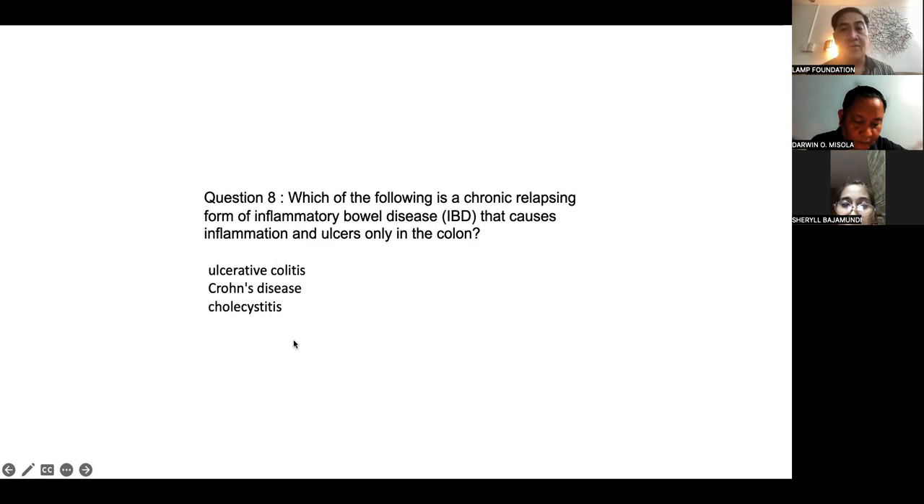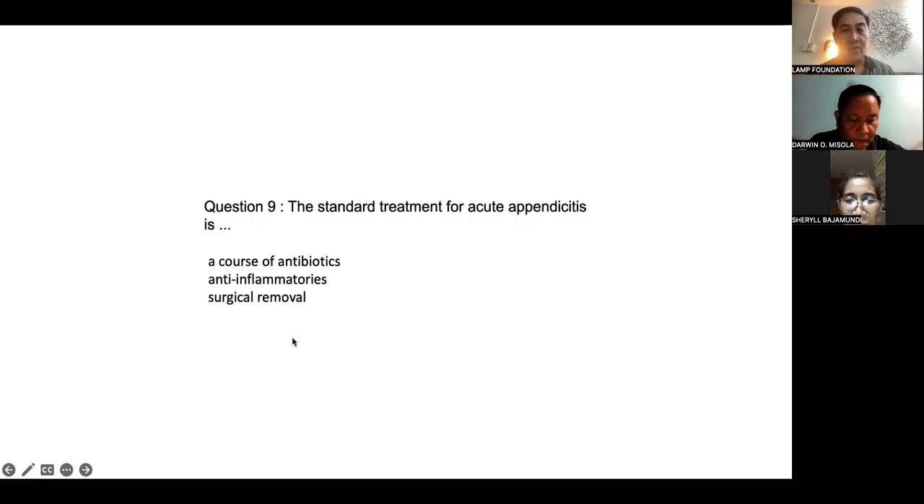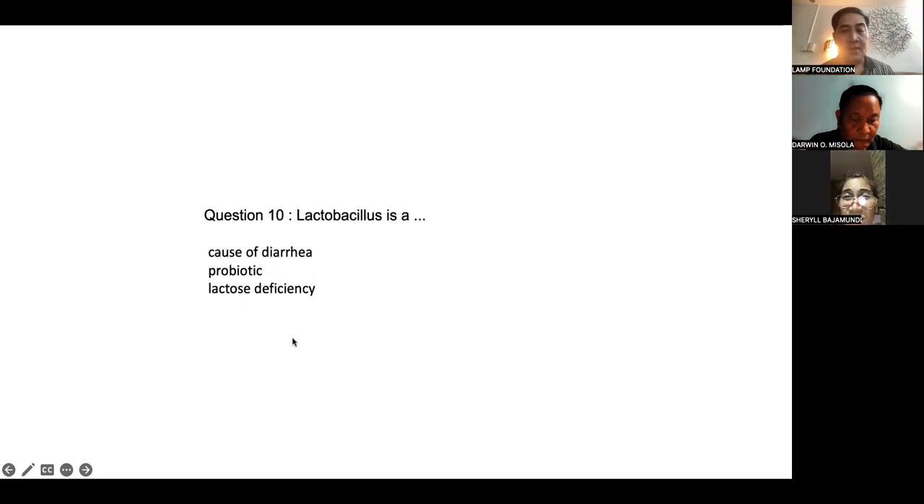Which of the following is a chronic relapsing form of inflammatory bowel disease that causes inflammation and ulcers only in the colon? Crohn's disease. Ulcerative colitis. Actually, they are discussed at the same time, because one thing with the IBD, ulcerative colitis. The standard treatment for acute appendicitis is surgical removal.